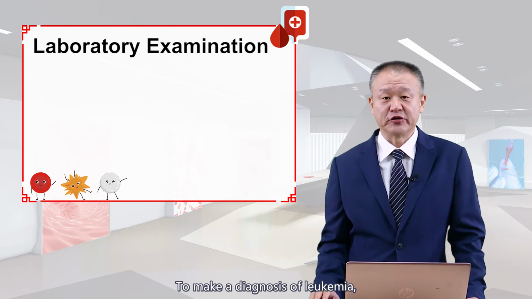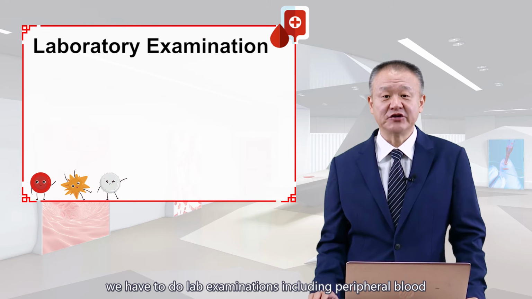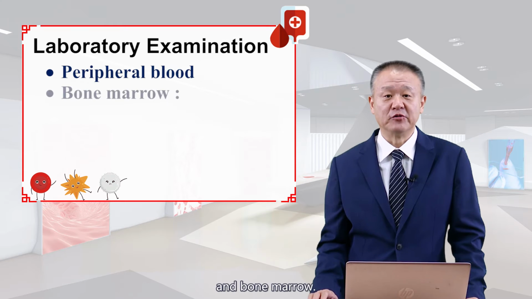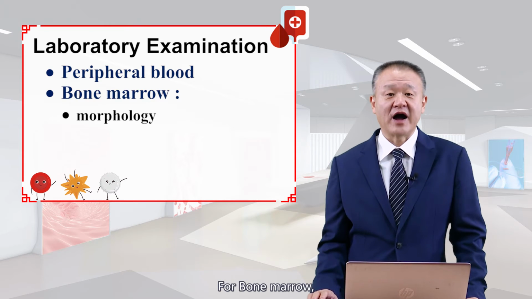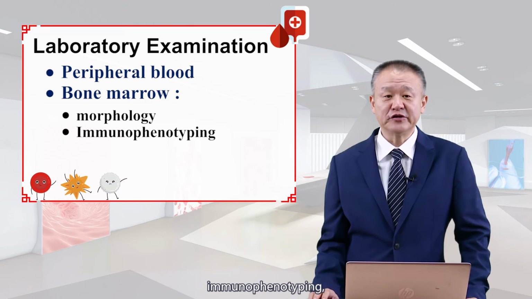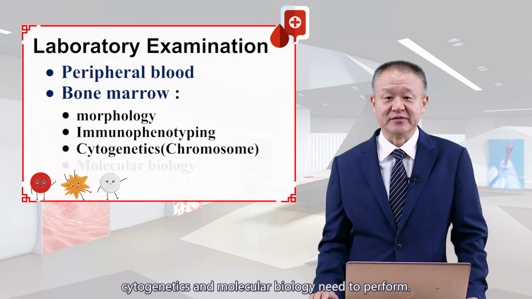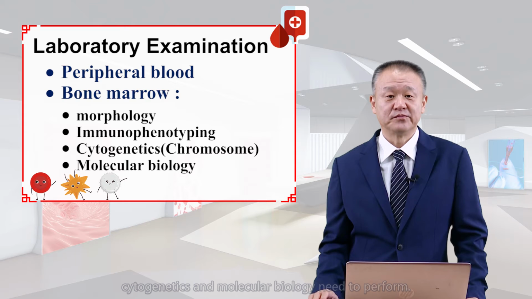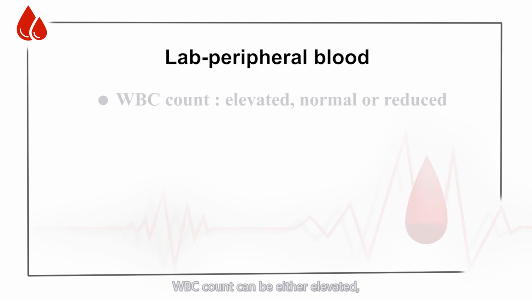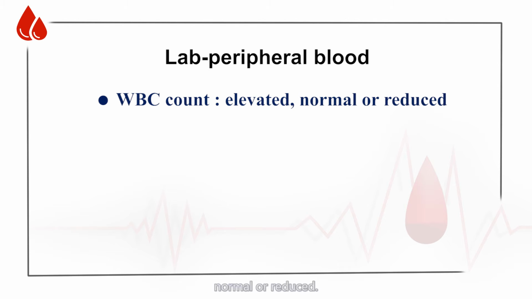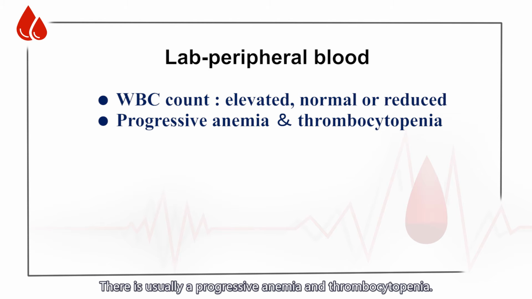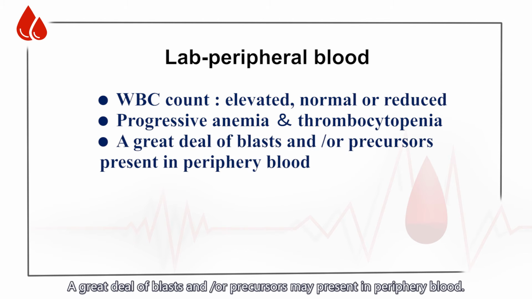To make a diagnosis of leukemia, we have to do lab examination including peripheral blood and bone marrow. For bone marrow, morphology, immunophenotyping, cytogenetics, and molecular biology need to be performed. In peripheral blood, WBC count can be either elevated, normal, or reduced. There is usually a progressive anemia and thrombocytopenia. A great deal of blasts and all precursors may be present in peripheral blood.